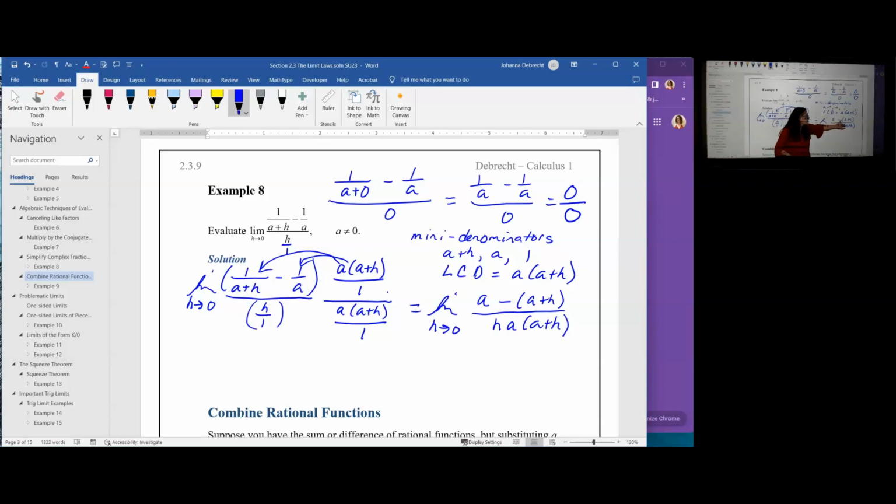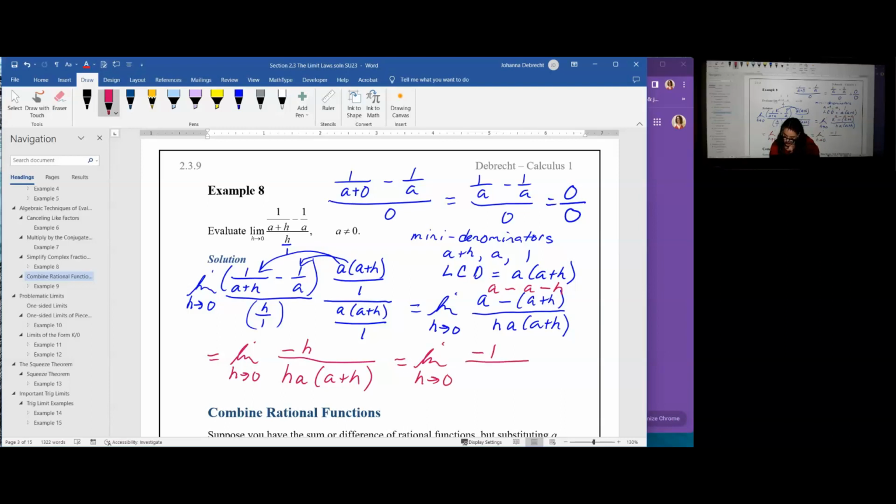Now in the numerator, remember you need to distribute the negative. So if we distribute the negative, we end up with a minus a minus h. This then means that I have the limit as h goes to 0 of negative h divided by h times a plus h. A single factor h will cancel another single factor h, but it will not touch part of a binomial factor with h in it. So this h cancels this h, which leaves a negative 1 in the numerator. This then gives me the following.